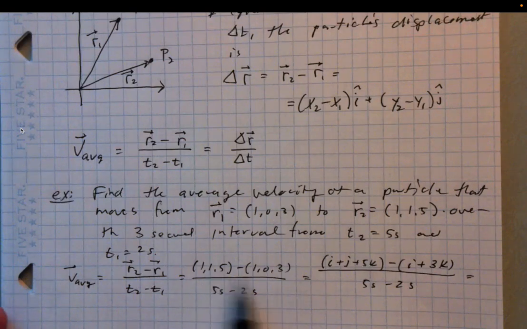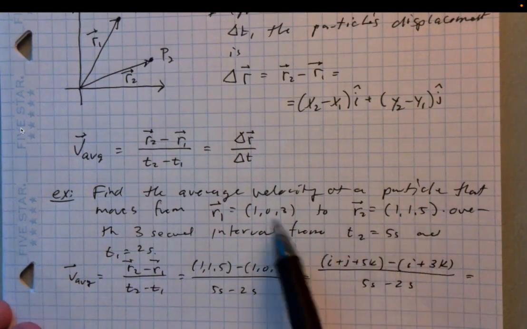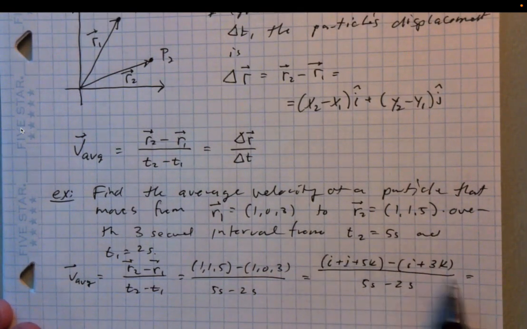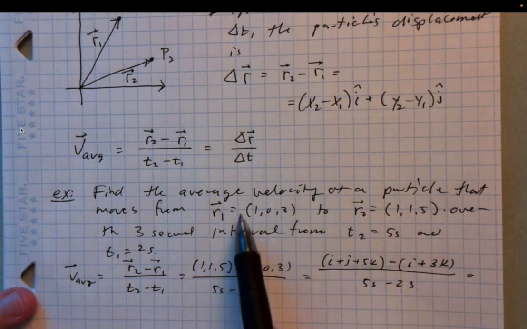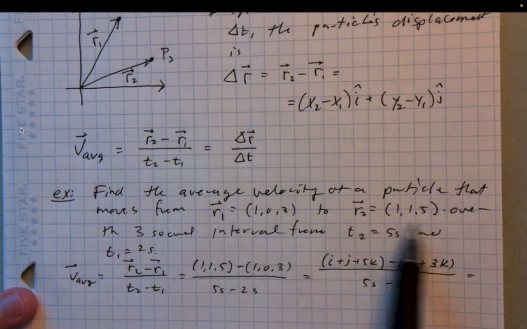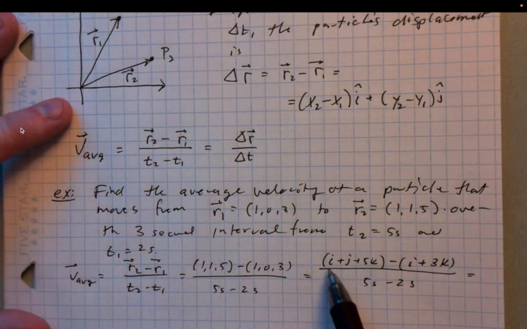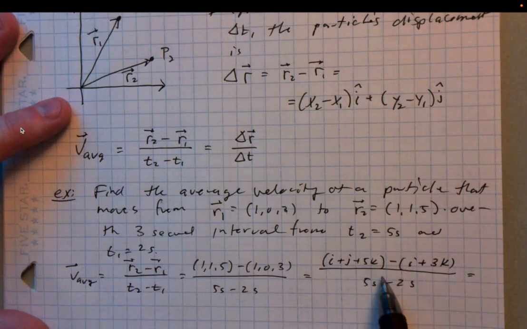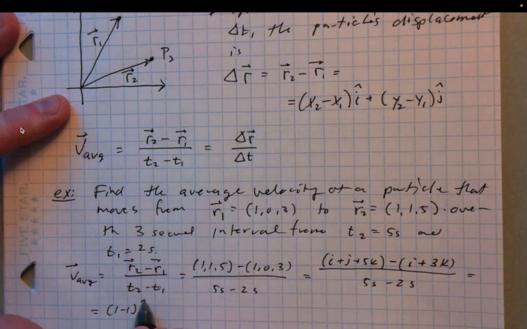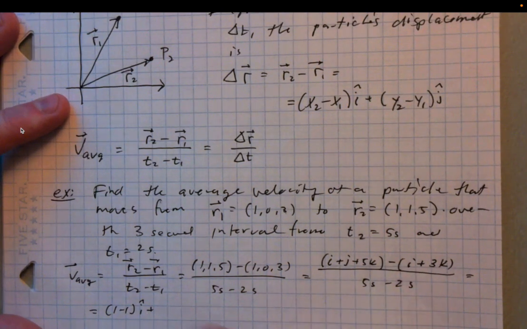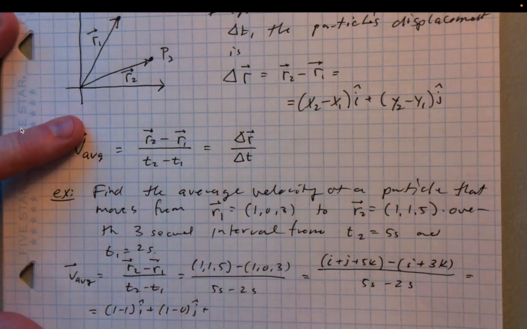You wouldn't have to go through this. I just want to emphasize that this notation can be easily converted to this notation, just by recognizing this is i, this is j, this is k, and so on. So how would we do the math here? We would subtract the i components, the j components, and the k components. We get 1 minus 1 i plus 1 minus 0 j plus 5 minus 3 k, all divided by 3 seconds.